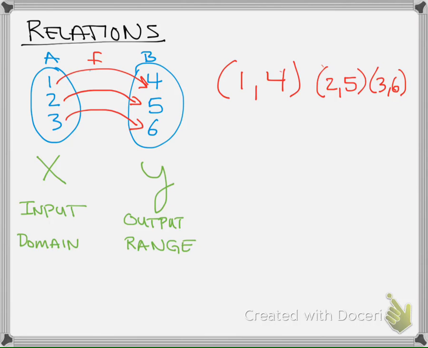Now, the domain just simply says what are all the x values. So if I look at the points that we just wrote down, we see the number 1, 2, and 3 are elements of my domain, where the value 4, 5, and 6 are values that are in my range. So I can look at the set of points and determine what the domain and range of the set of points are.